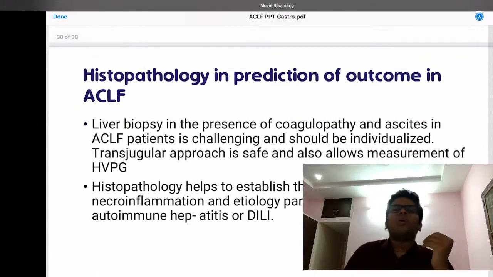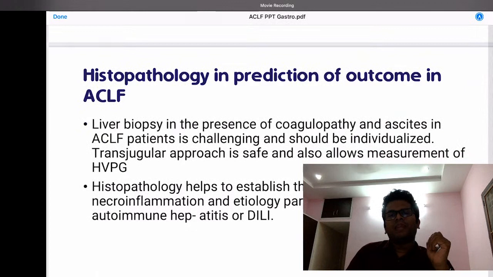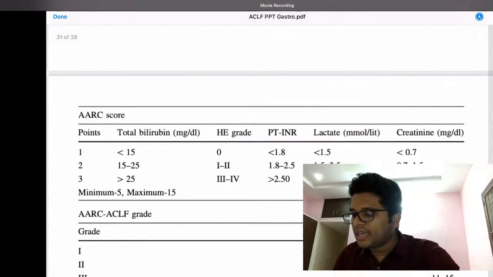Now, just a small note, whether liver biopsy plays a role in prognosticating, it may play a small role. I would not want to go into big details because it is generally not encouraged because of the severe coagulopathy and presence of coexisting ascites in these patients. However, if they ask you still you want to do it, then the transjugular path has been shown to be safe. This helps us stage the fibrosis, necroinflammation, and also in etiology, like drug-induced or Wilson's or autoimmune hepatitis, histology can play a role.